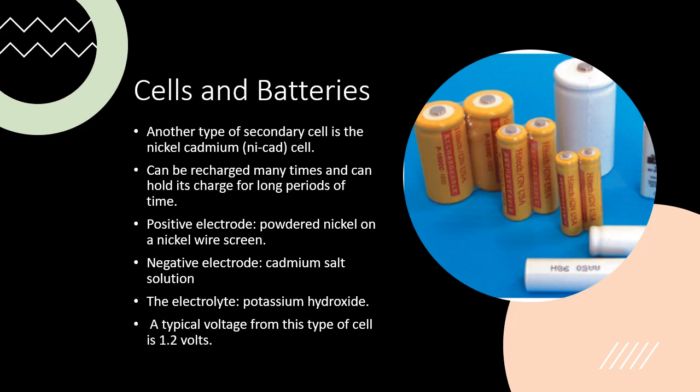The separator is made of an absorbent insulating material. The electrolyte is potassium hydroxide. A steel case forms the package and is sealed tightly. A typical voltage from this type of cell is 1.2 volts.